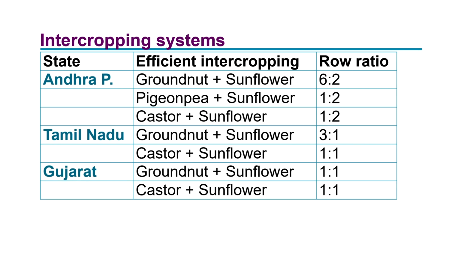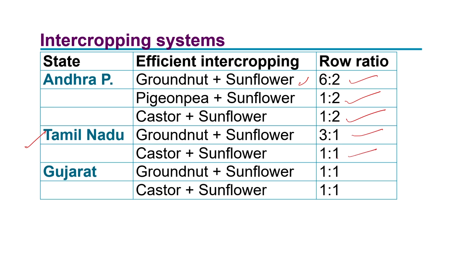Now see intercropping systems for Andhra Pradesh: groundnut plus sunflower, 6:2 ratio, 6 rows of groundnut and 2 rows of sunflower. Then pigeon pea plus sunflower for Andhra Pradesh, 1:2 ratio. Castor plus sunflower, 1:2 ratio. Now see intercropping systems for Tamil Nadu: groundnut plus sunflower, 3:1 ratio. Castor plus sunflower, 1:1 ratio.